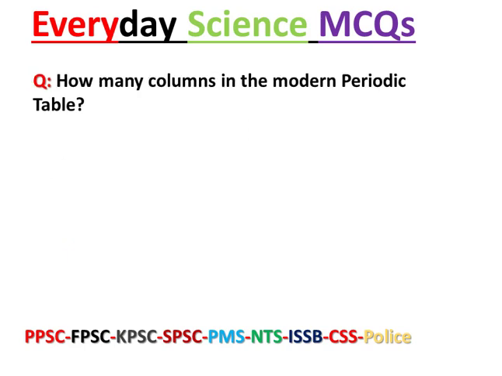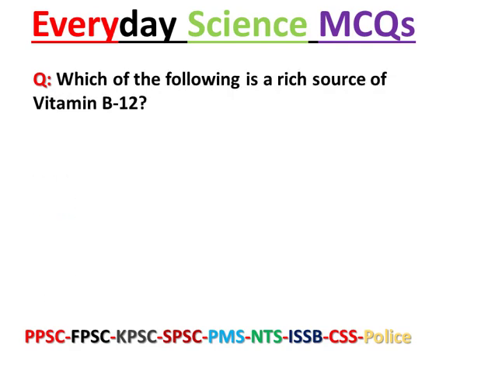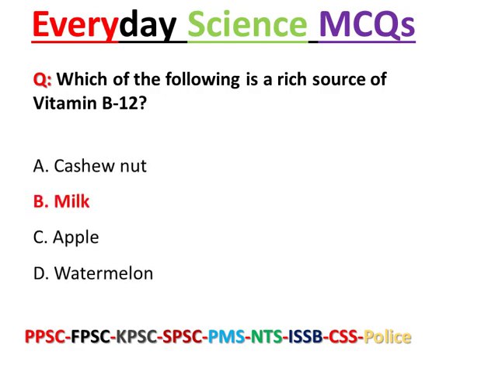Next MCQs, how many columns in the modern periodic table? The correct option is option B, 18. Next MCQs, which of the following is a rich source of vitamin B12? Correct option is option B, milk.